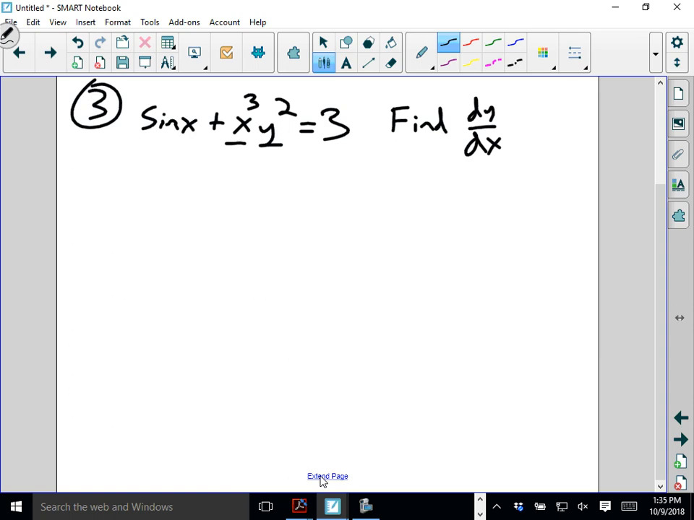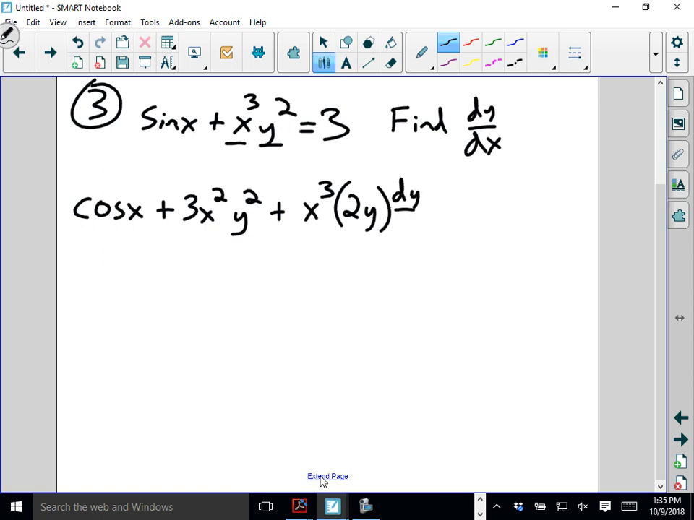Derivative of sine of x is cosine of x. Plus, I have to do the derivative of the first, which is 3x squared, times the second, y squared, plus the first times the derivative of the second. Remembering to tack on dy dx because I did a derivative of a y function, equals 0. So that's how I start this thing.